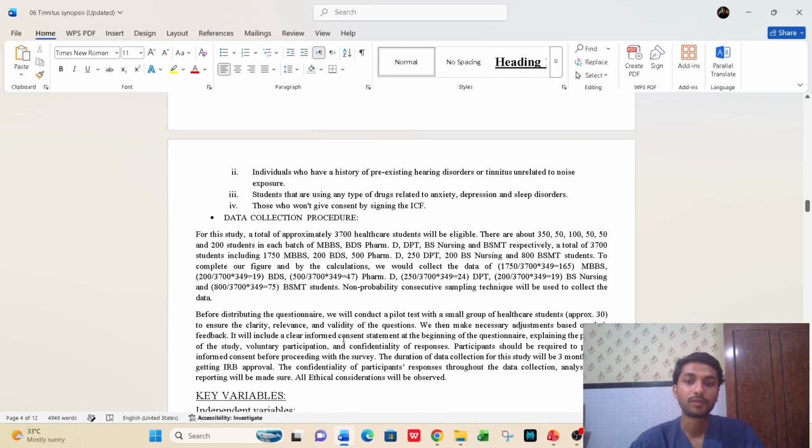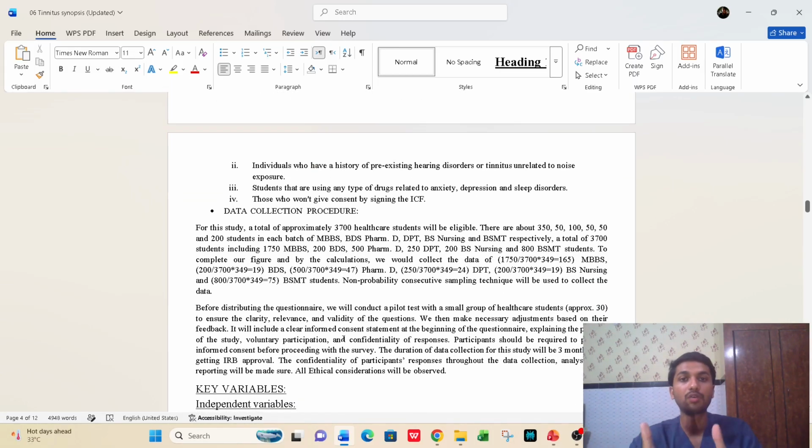After that, you have to write the data collection procedure, how you are trying to collect the data from this sample size. Okay, so you have to mention that there are roughly around 3,700 healthcare students at this university from this discipline from this year to this year. Then you have to show the calculation, all of the calculations that you are trying to do. You can also upload a screenshot of that calculation that you made.